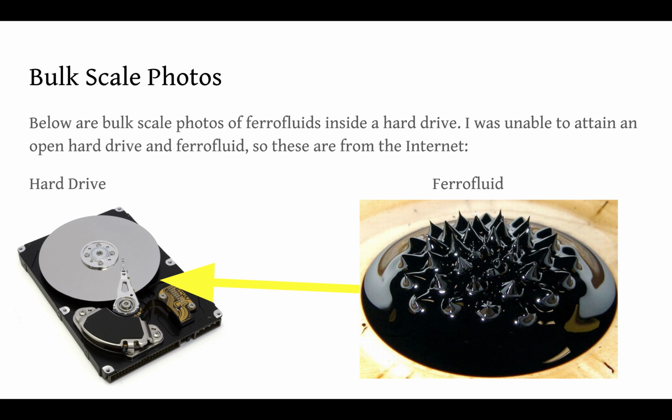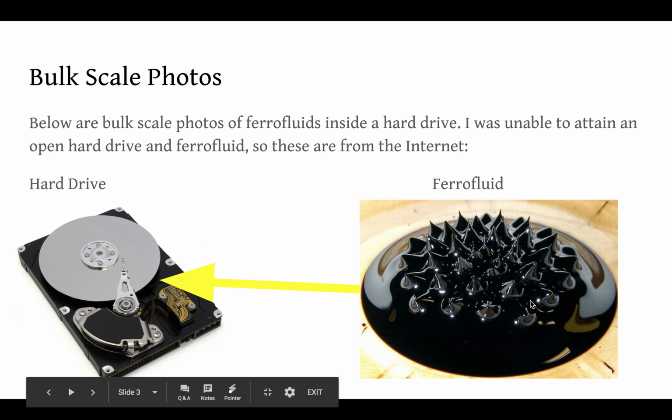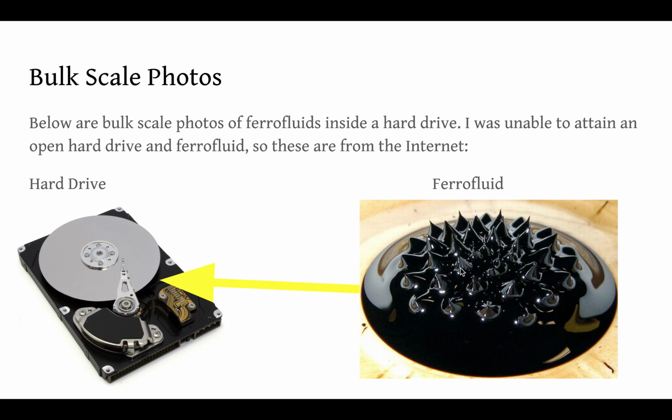So here are my bulk scale photos. I wasn't able to find an open hard drive, and ferrofluid on its own is very expensive. But ferrofluid sits under the disk of the hard drive, and it looks like this when it's subjected to a magnet. Otherwise, it kind of looks like soy sauce when it's not subjected to a magnet.